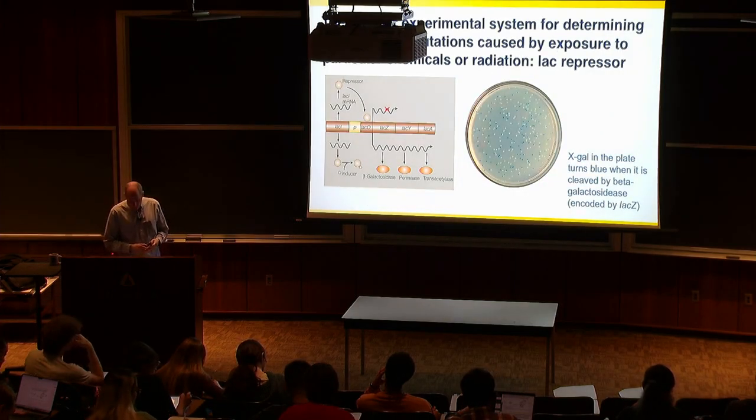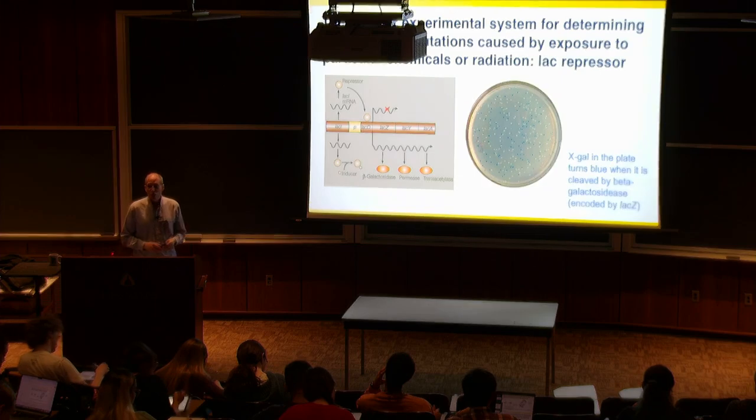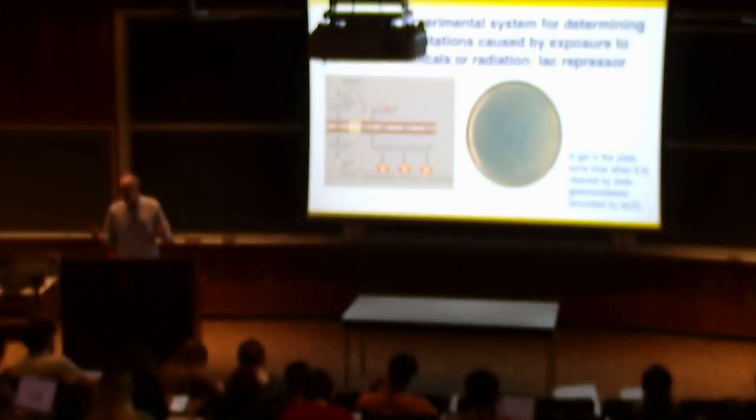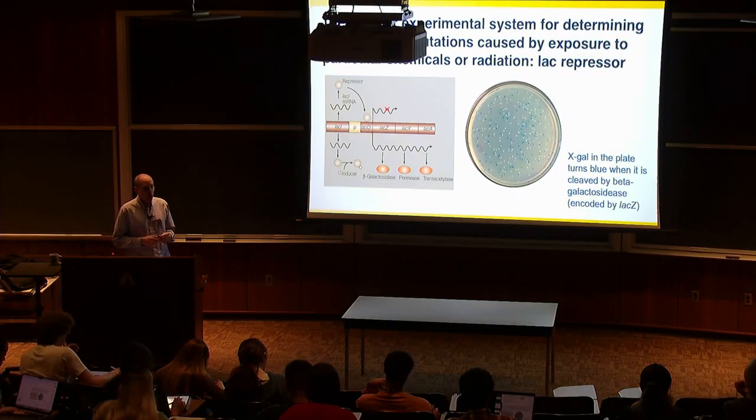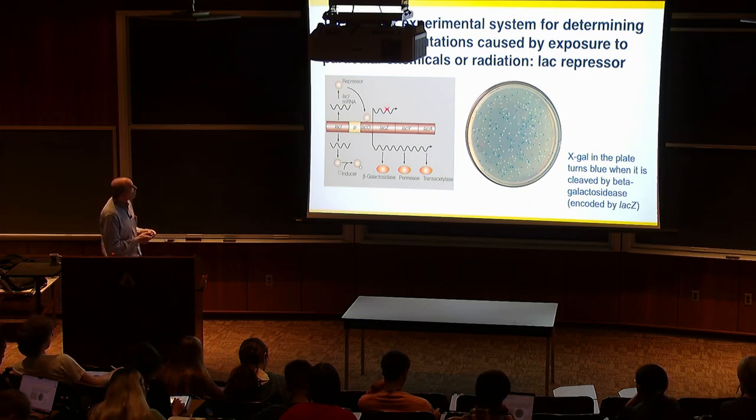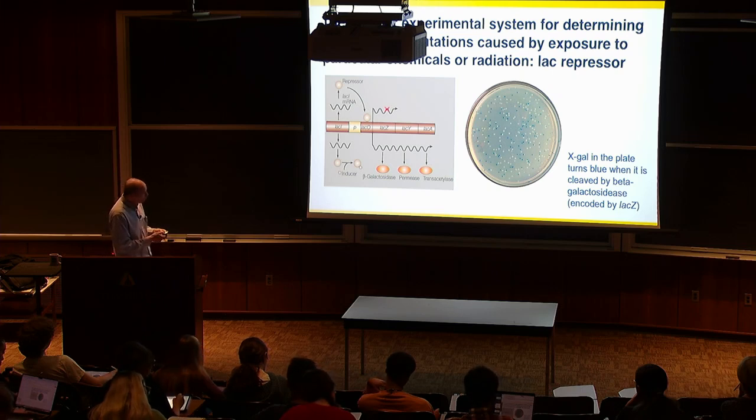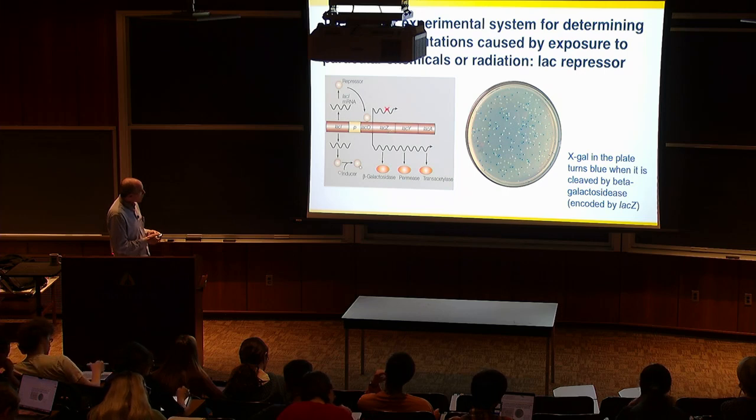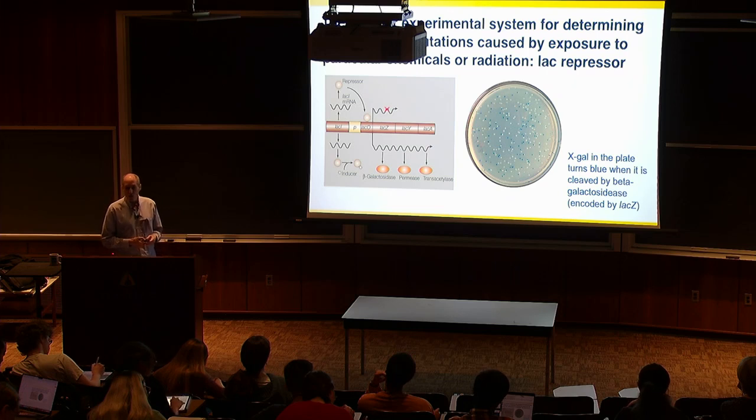Now, people have been studying mutagenesis for a long time, initially just by classical genetic methods, and then, of course, with more molecular methods more recently. And here is the premier system for studying mutagenesis. It's the lac repressor system. So just a little background, in E. coli, there's an operon, the lac operon, which mediates the utilization of lactose as a carbon source.